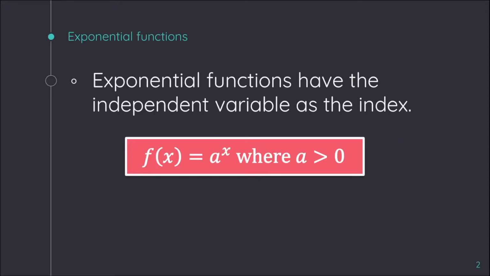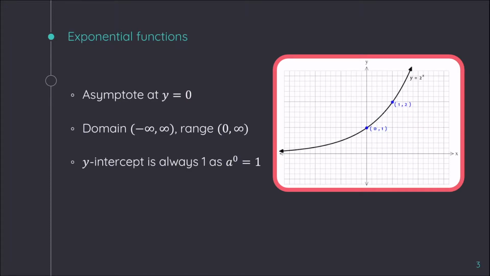Exponential functions. Exponential functions have the variable as the index. So right here is the variable, and the base has to be larger than 0. When we are looking at exponentials on a Cartesian plane, for y equals a to the power of x, the asymptote is always going to be at y equals 0. Domain is infinity, range, it doesn't touch 0, so don't forget the soft bracket, 0 to infinity.